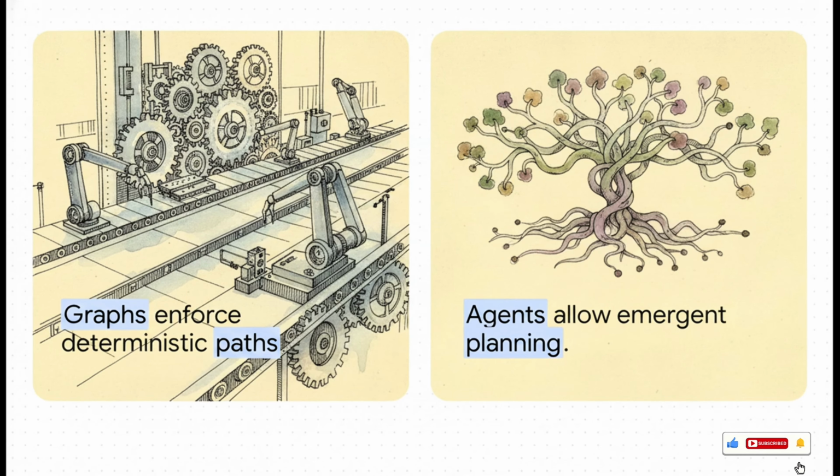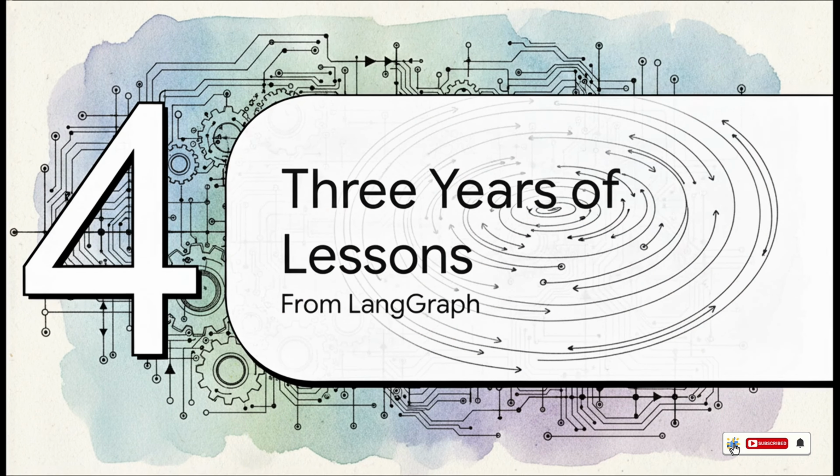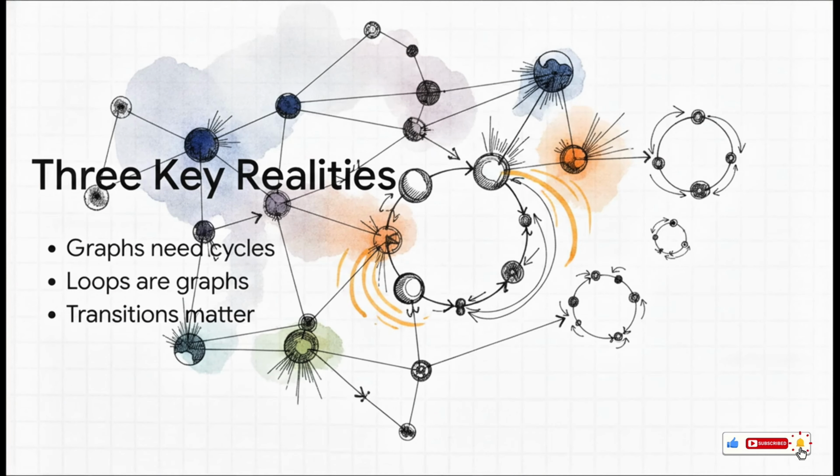than being strictly hard-coded. All right, that brings us to section 4, 3 years of lessons. Over the last 3 years of deploying these systems in the trenches, 3 really crucial realities have emerged. First, and this is a big one, agent graphs are usually not DAGs, that's directed acyclic graphs. Production agents absolutely require cycles. They literally need to loop back to correct their own hallucinations, retry a failed tool call, ask the user for missing information, or just cycle through a thought process until they finally have enough context to act.